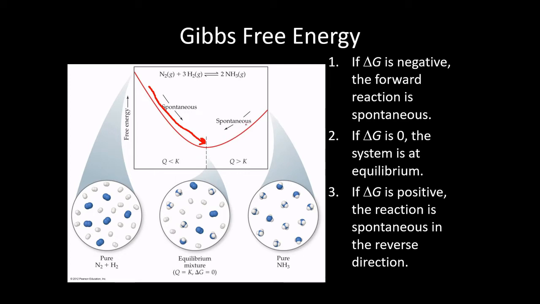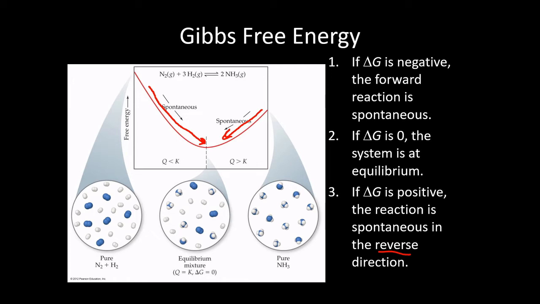In the same way, if somehow we made a mixture of materials and we had essentially gone past the equilibrium, it would still be spontaneous. It would just be spontaneous now in the opposite direction. So if we have a Gibbs free energy that is positive, that doesn't mean that nothing is happening. That means that the opposite of what we have written is happening. The reverse reaction is spontaneous. So I'm just trying to help you get a better idea of what the Gibbs free energy is actually telling us.